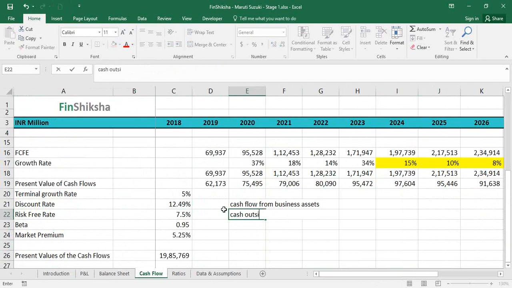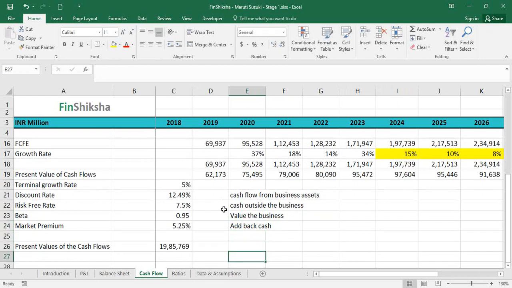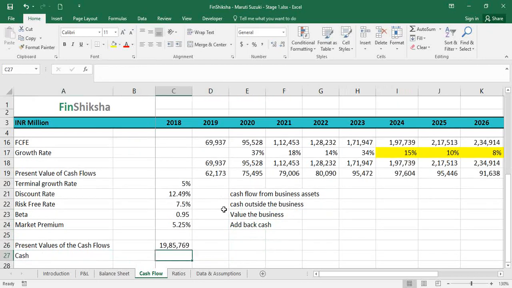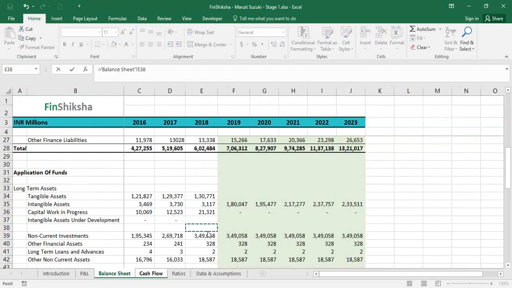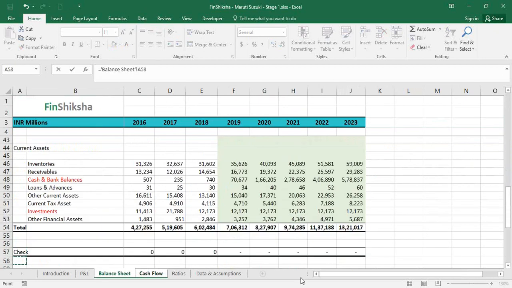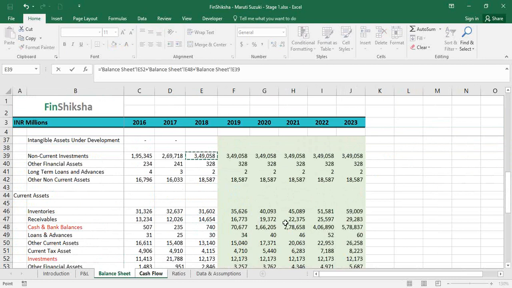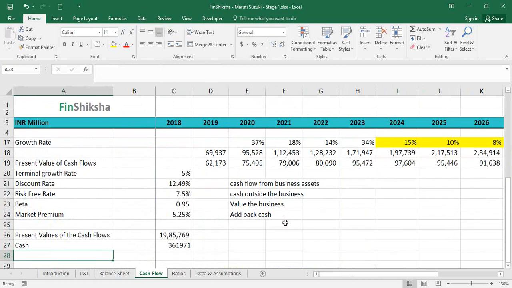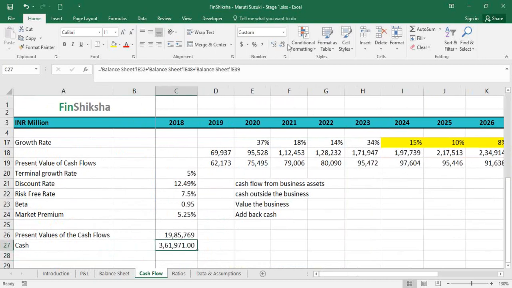So we take cash outside the business, value the business, and add back cash. Can I add back the cash now? So what does the cash that the company holds equal on the balance sheet? 2018 value, right? So you have 2018 values. There are three line items: current investments plus cash and bank balances plus non-current investments. Recall that non-current investments were investments in debt. That's what we saw in their balance sheet. So you put that up, that's your value for the company.